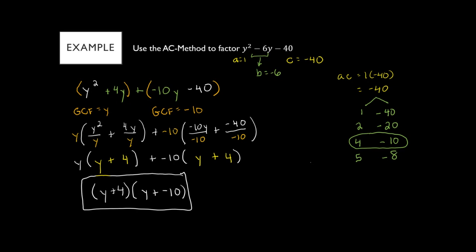Now, on this particular problem, I would have just used guess and check here because it's easy enough to get that same answer just by guessing and checking. But you can do the AC method on it. And I use the AC method whenever I have numbers in front of the y squared because it just makes it easier for me.